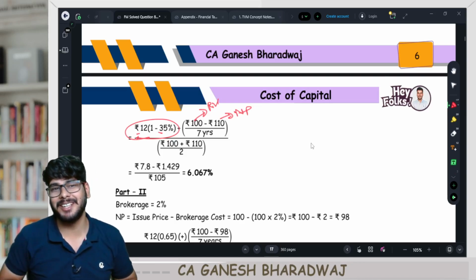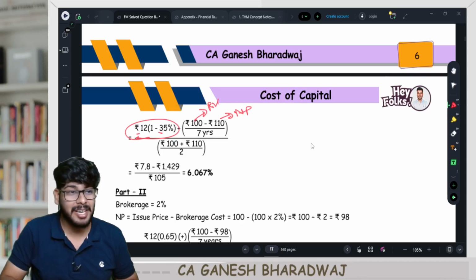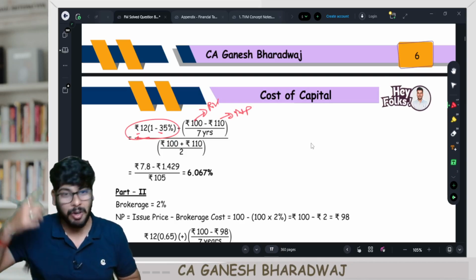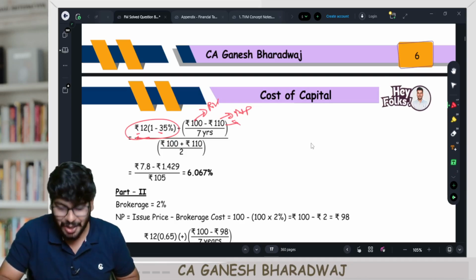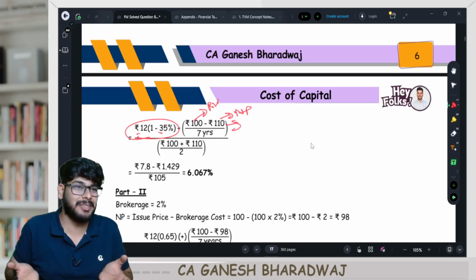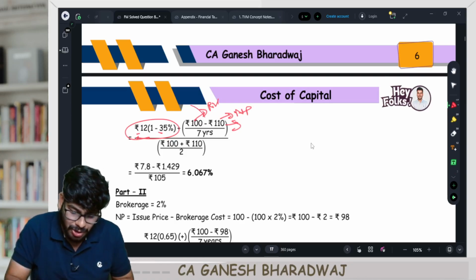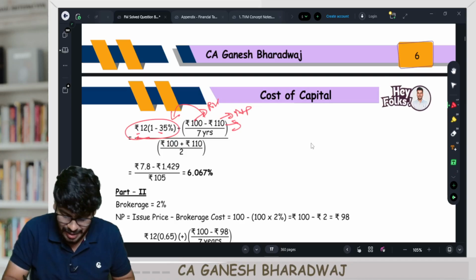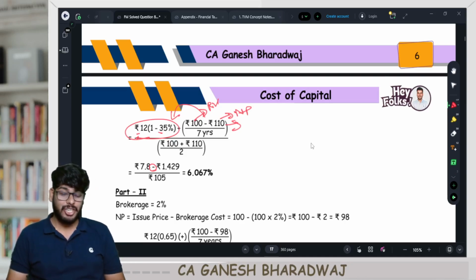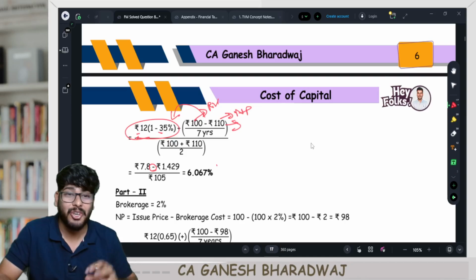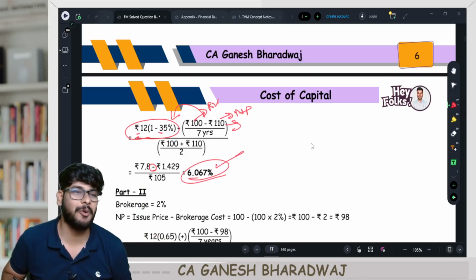Are you able to understand? See, I am getting 110 today, but when I am repaying, I will repay only 100. Which means overall, there is actually something the company earns out of this that goes on to reduce your interest cost. So here the net amount will be minus. Are you able to understand this? So net effectively what will happen? Your overall cost will reduce to 6.067%.